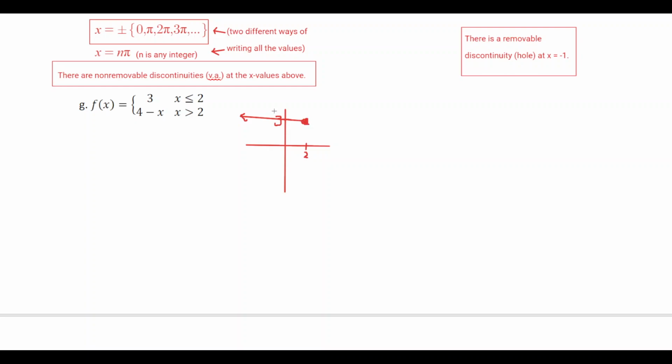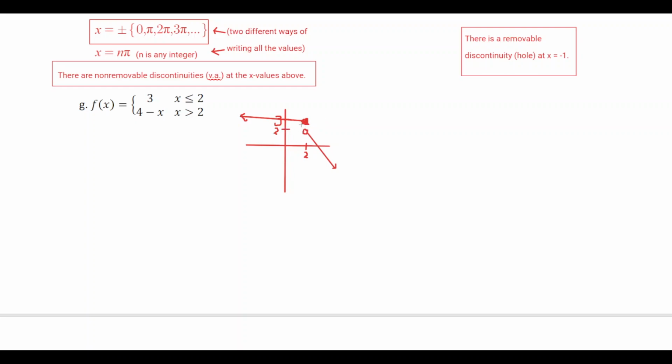So that would have a y-intercept of 4, but it would have a slope of negative 1. So it would go down 1 over 1, down 1 over 1. Basically you're going to have an open circle here, and then it'll aim downwards like this, where this is at 2. Because 4 minus 2 is 2.